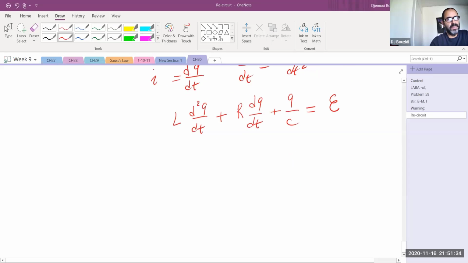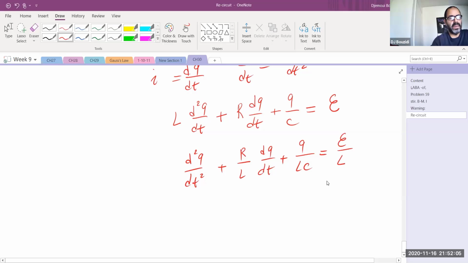What we usually do to get the answer for Q as a function of time and I as a function of time is we divide by L, just like what we did in basically physics 4A. So when you divide by L, this expression gives me the second derivative of Q with respect to time, plus R over L dQ with respect to time, plus Q over LC is equal to the EMF over L, okay?